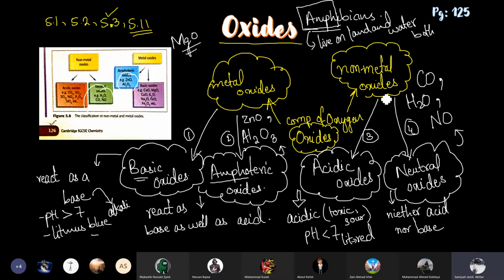The rest of the non-metal oxides are acidic. So please learn these three, that they are the only neutral oxides. They are neither acid nor base. They are neutral in nature. If you test their pH it will come to 7, and they will not change the color of litmus because they are completely neutral. So this is the summary of all the 4 oxides.